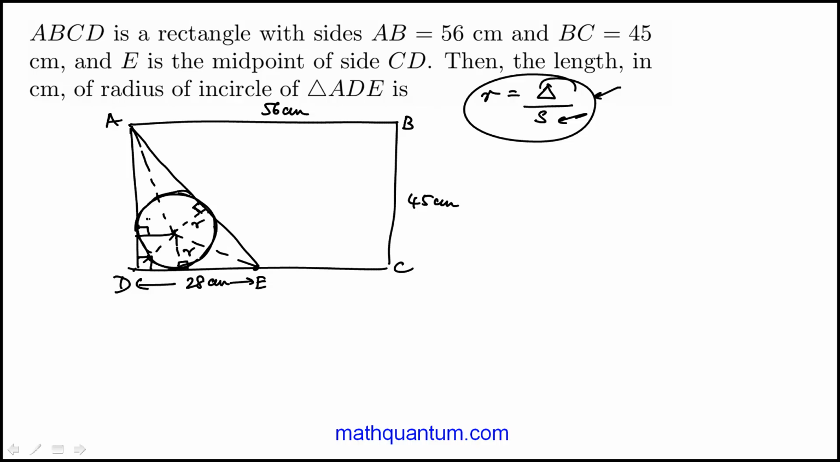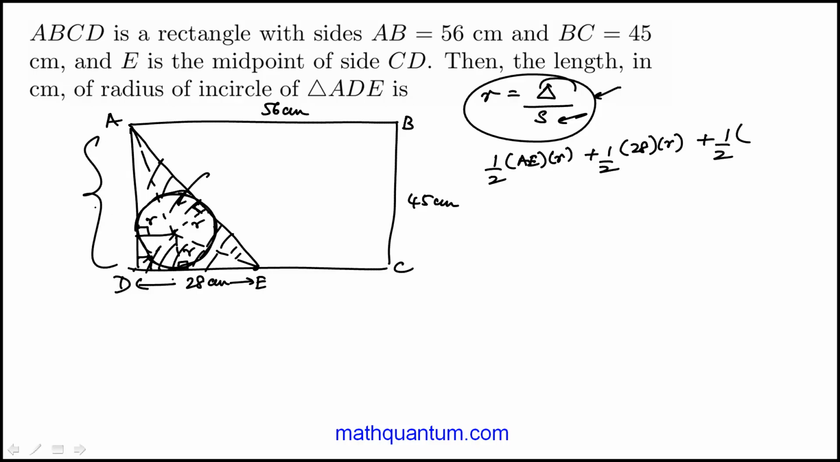So you can see we have these three triangles. So the area of that triangle would be half AE times the radius. So the altitude is the radius. Then we go to this triangle, which will be half base times height, which is again the radius. And then AD is 45. So again, this area. So essentially we're just splitting that triangle into three triangles and adding up their areas. And that's where that formula comes from.